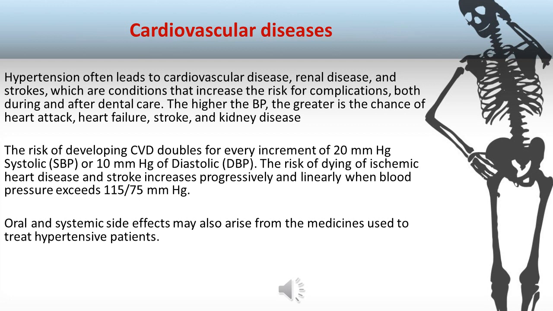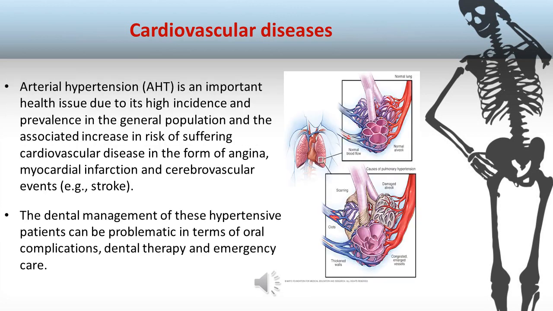The risk of developing cardiovascular disease doubles for every increase of 20 mmHg systolic or 10 mmHg diastolic blood pressure. The risk of dying of ischemic heart disease and stroke increases progressively and linearly when blood pressure exceeds 150/75 mmHg. Also, oral and systemic side effects may arise from medicines used to treat hypertensive patients.